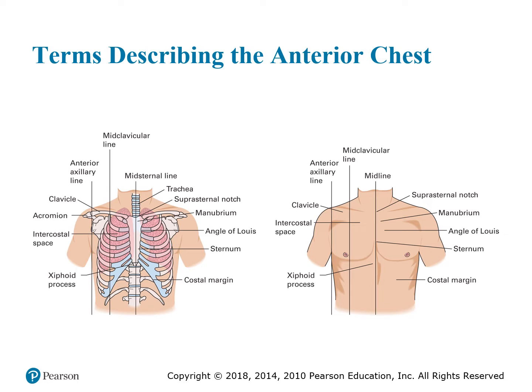Okay, this was kind of getting into bones, which we're going to talk about later. But you have the clavicle, the acromion. Now the area in between our ribs is the intercostal space.